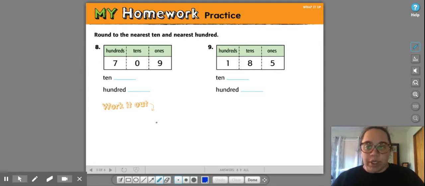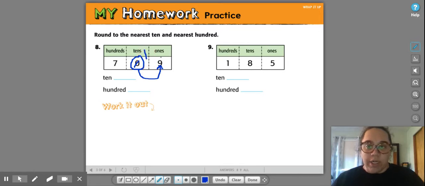Our first number is 709. Let's start with rounding to the tens. So we're going to look in our tens column. We have a 0. But remember, we want to look right next door to tell us what to do. All right, we have a 9 next door. The 9 tells us that we need to add one more to our tens column. So this 0 is now a 1.